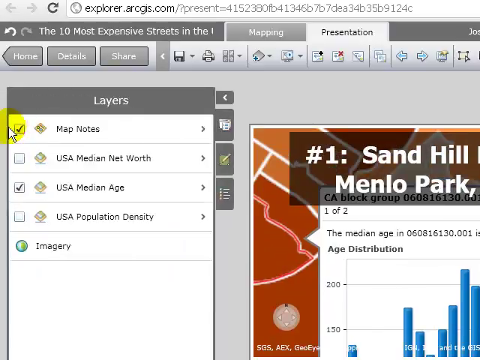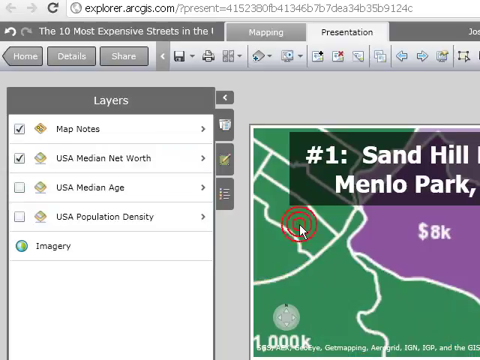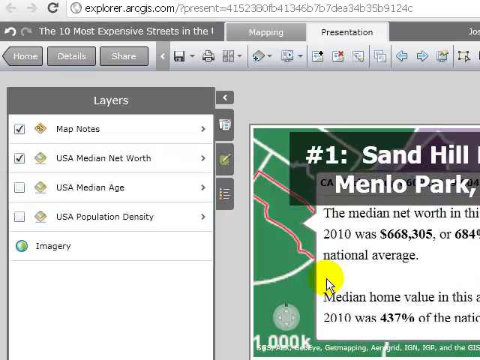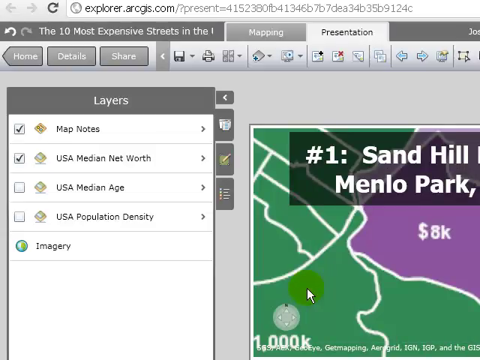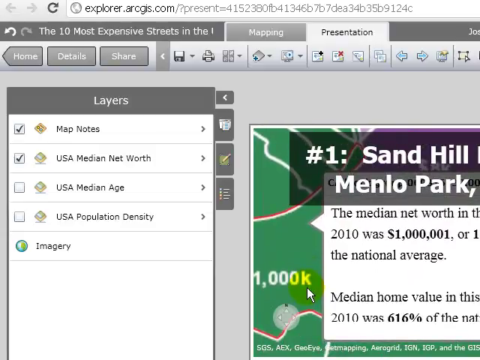Let's take a look at another variable. How about median net worth? The median net worth in one of these neighborhoods adjacent to the expensive street was $668,000 in 2010, 684% of the national average. Median home value was 437% of the national average there. Wow. And here's a median net worth in this neighborhood of over $1 million, 1,023% of the national average.